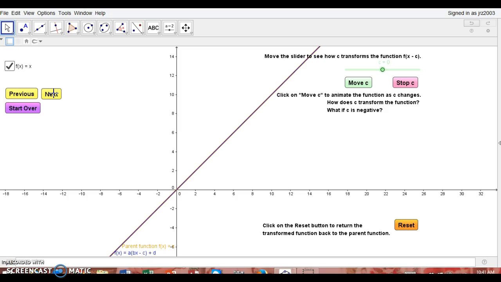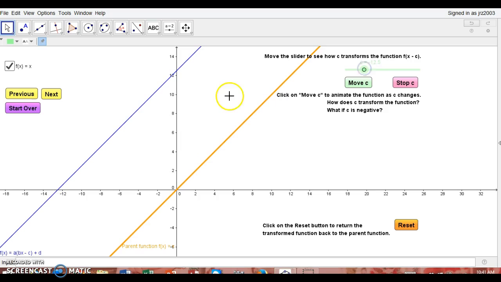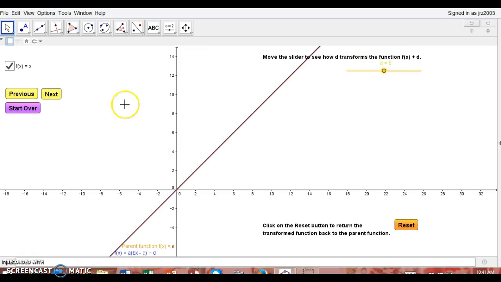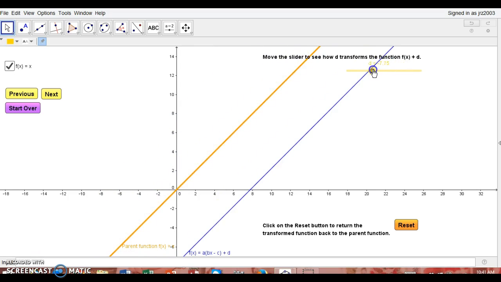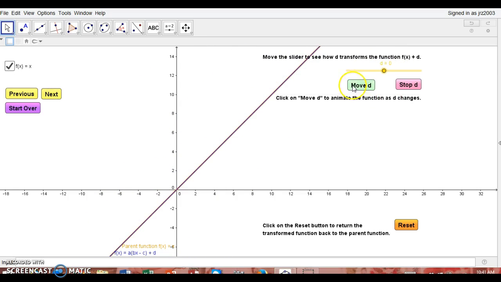How does C transform the function? What if C is negative? And hopefully they can tell. If they forgot, they can look again that C shifts the function to the left and the right. If C is positive, it's moving to the right. If C is negative, it's moving to the left. And then we move on to D. And they can go through the same steps to explore what D does to the function.